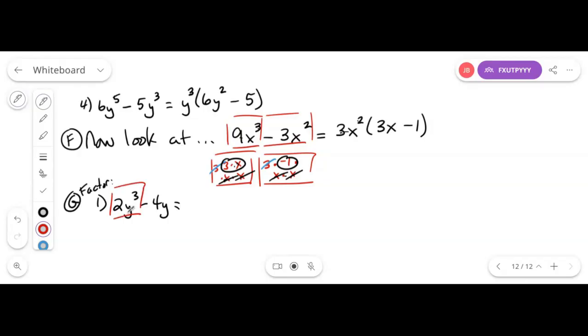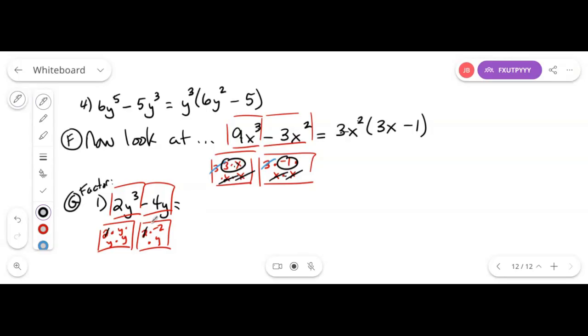This box has 2 times y times y times y. This box, if I could get a 2 out of that, that would help. So yes, there's a 2 in that -4. It's 2 times -2 times a y. So I need to look at what is in both of those boxes that I can pull out.